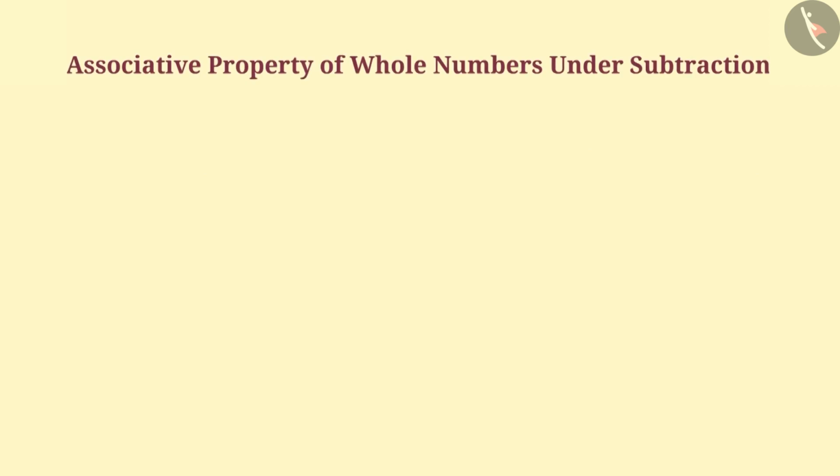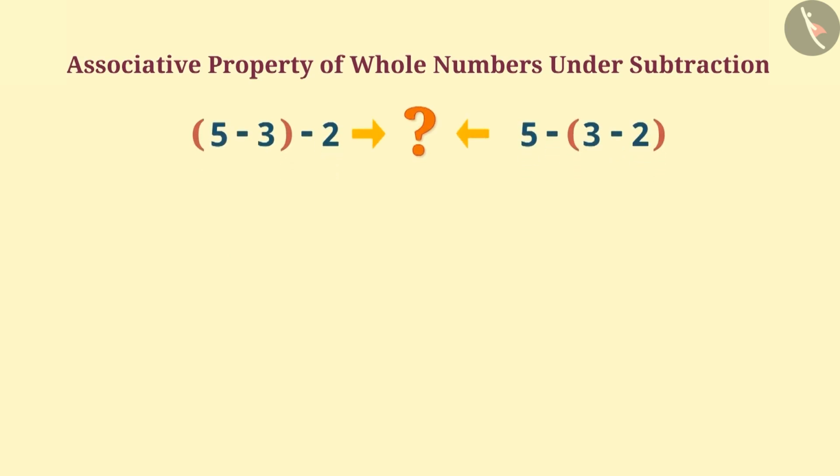Now let's understand the associative property of whole numbers under subtraction. Like addition, is subtraction of whole numbers also associative? Think for a while. If we group the numbers in this way, then first we will subtract 3 from 5 and then we will subtract 2 from the result. Therefore, the answer will be 0.